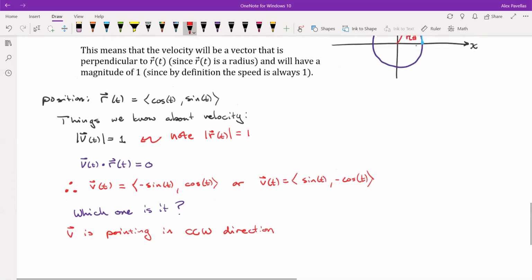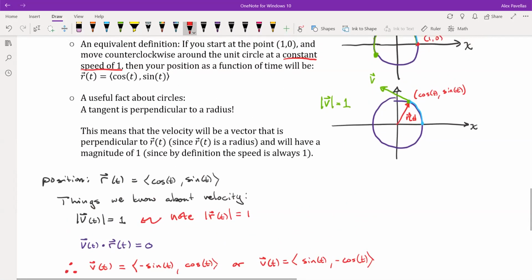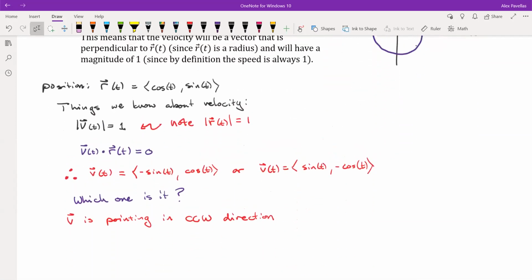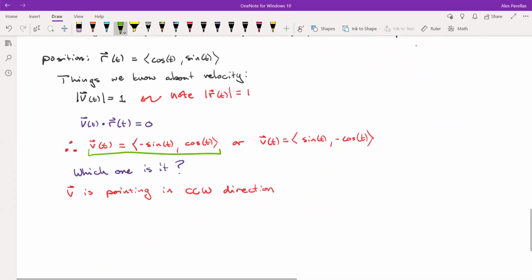So if we pick a t where we end up in, say, the first quadrant right here, clearly the x and the y are both positive in the first quadrant. And this green v vector over here has a negative x component and a positive y component. So the negative should be in the x slot of the v vector. So that means this is our guy right here. That's the one with the negative sign in the x spot, and that'll make it point counterclockwise. And we're basically done.